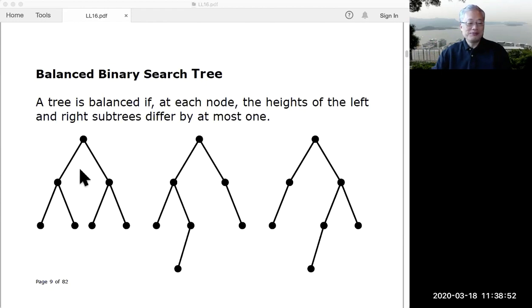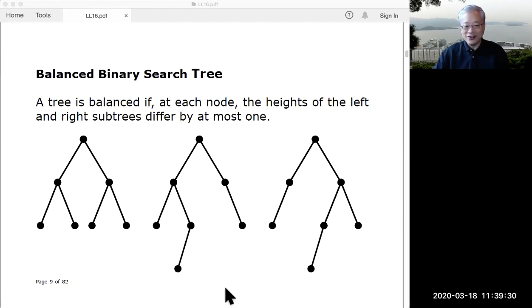So look at this. There are three trees here, so let's examine whether they are balanced or not. Now, this one is straightforward. It is balanced, I don't need to explain. But if we follow the definition, for this node, the height of the left subtree equals the height of the right subtree. And remember, we say at each node, so we have to check. For this node, the left and right subtrees are of the same height. For this node, too. So this is balanced.